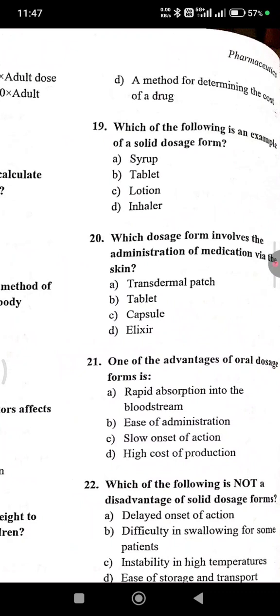Let's go to question number 19. Which of the following is an example of solid dosage form? That is option B, tablet. Which dosage form involves the administration of medication via the skin? That is option A, transdermal patch.